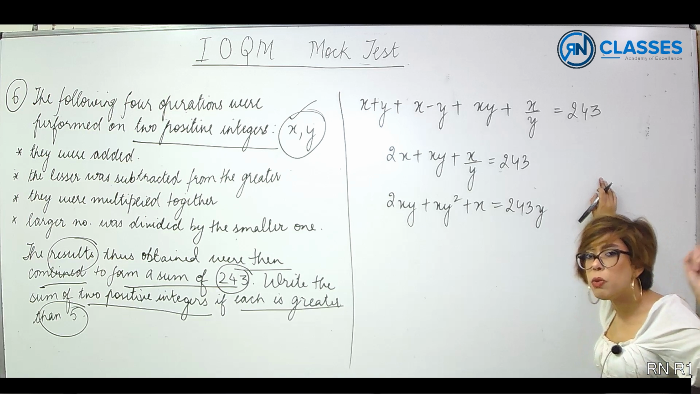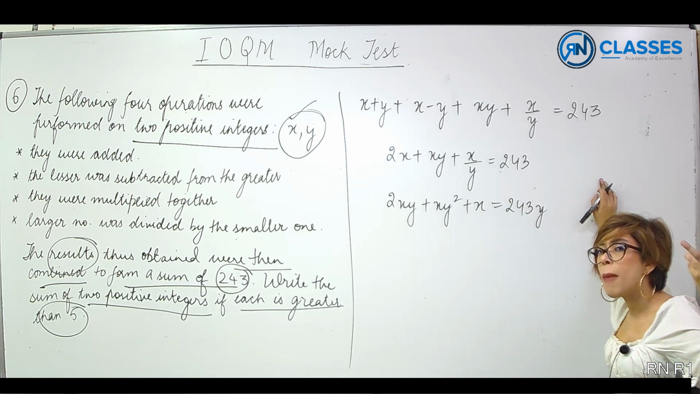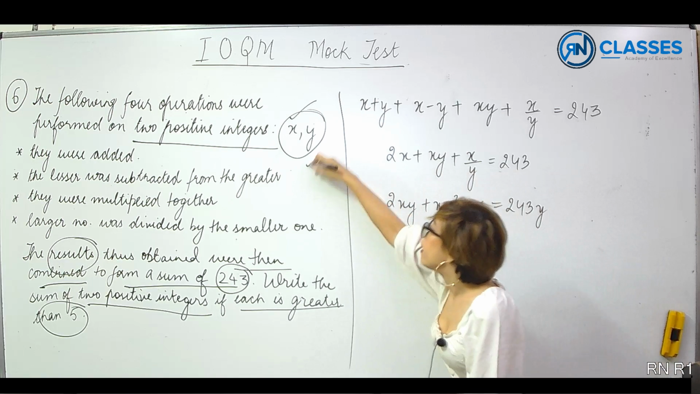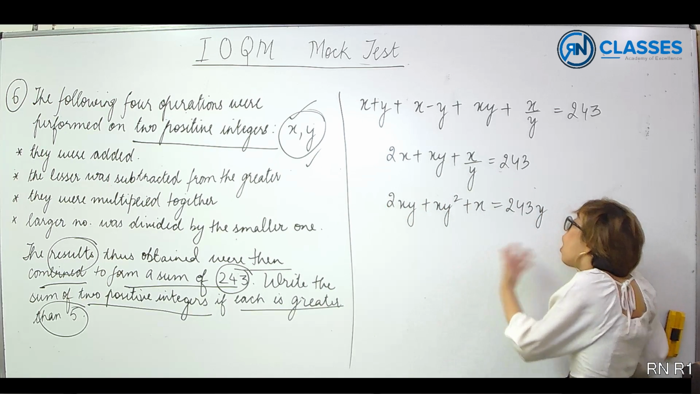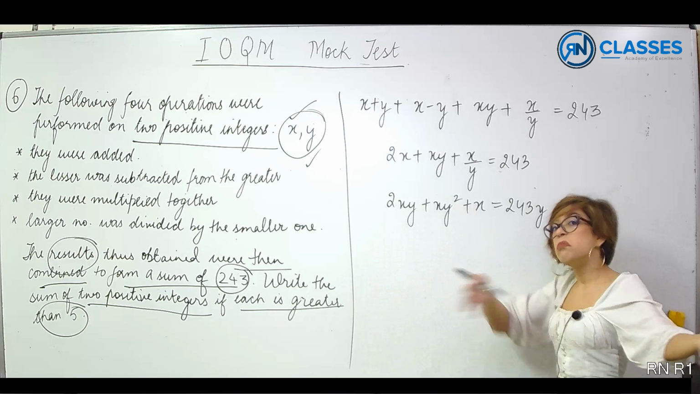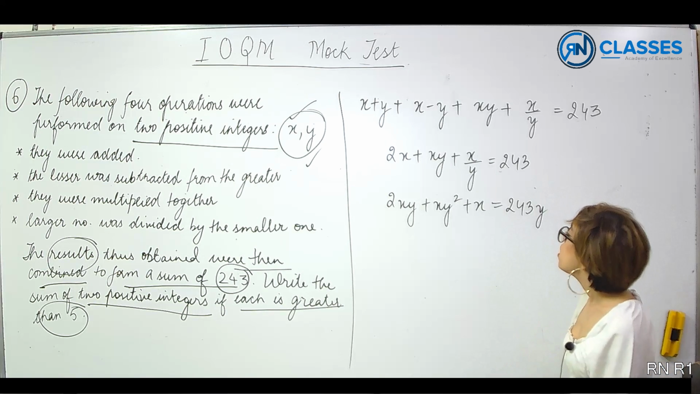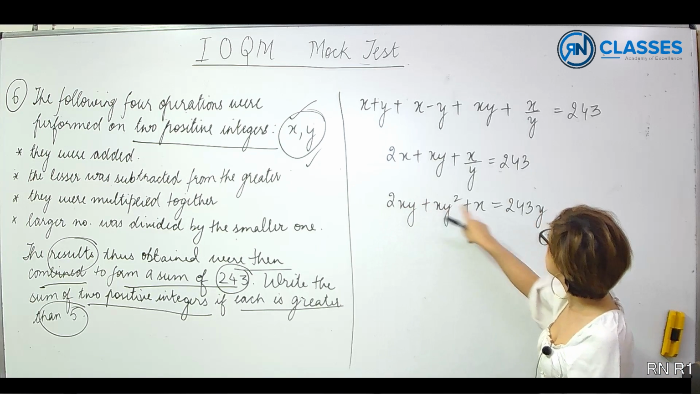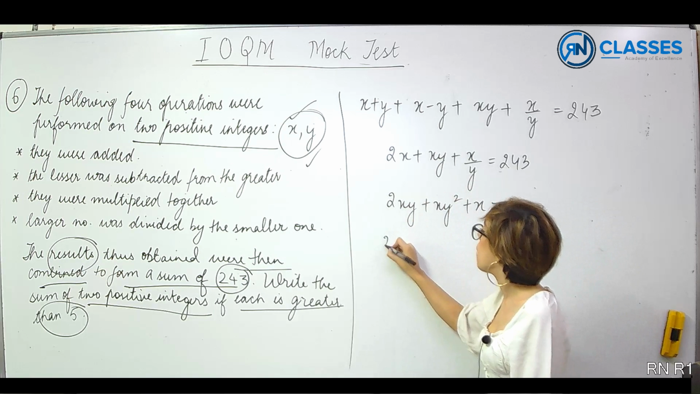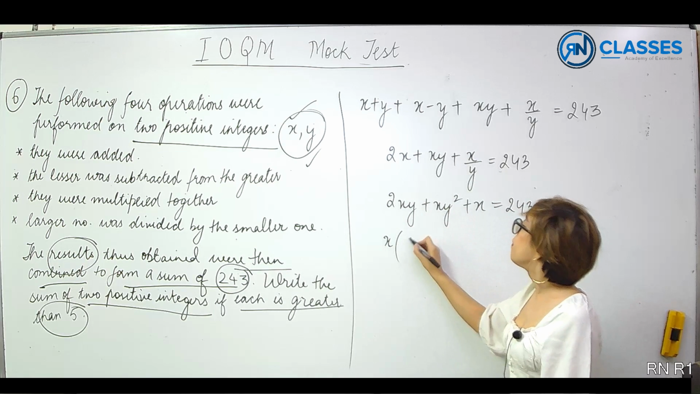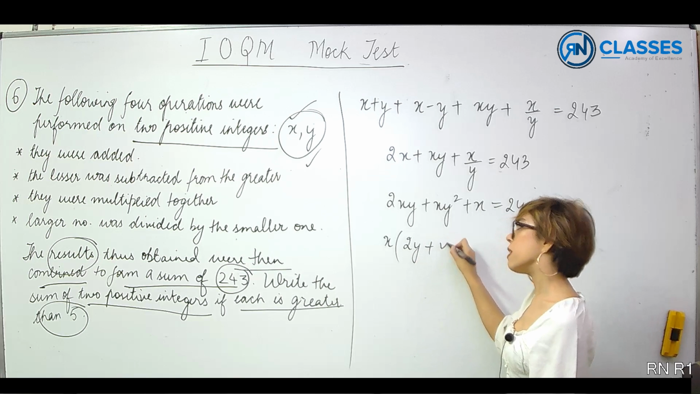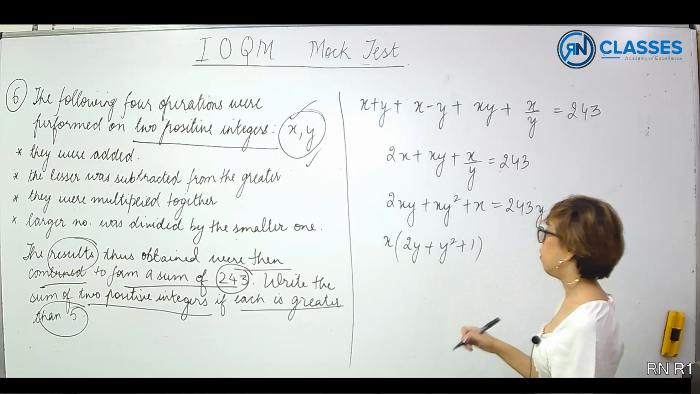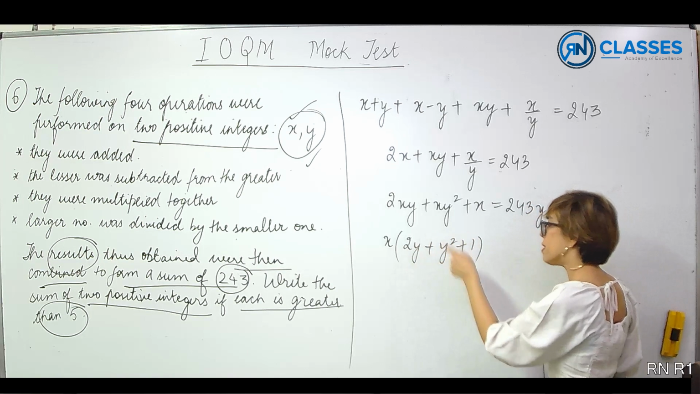I have just one equation and I need to find the value of x and y. Mind it, x and y are integers. So that means somehow some factorization should be there, right? Now I can say x is here, x is here, x is here. Let me take x common. Let's see what happens. X common. I'll be left with 2y plus y square plus 1. Wait a second. I'm left with 2y plus y square plus 1.